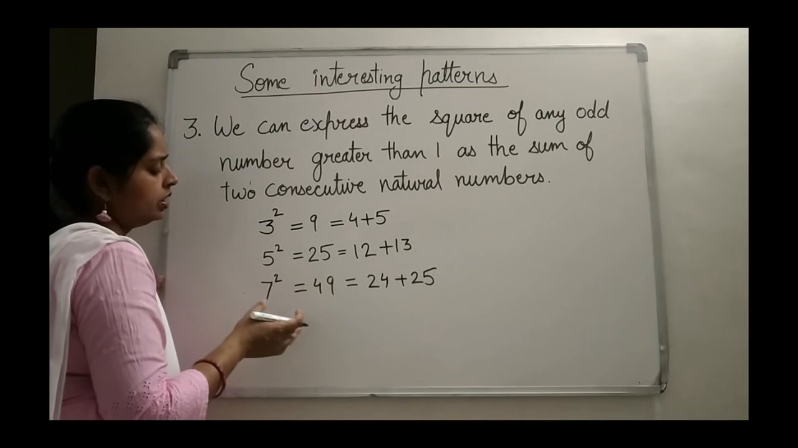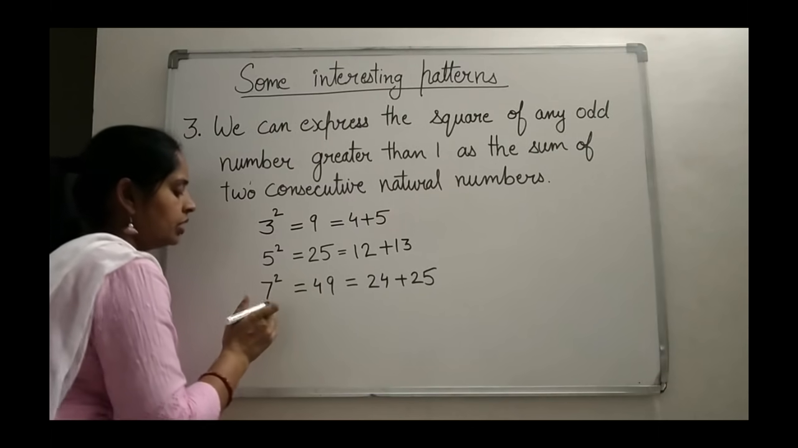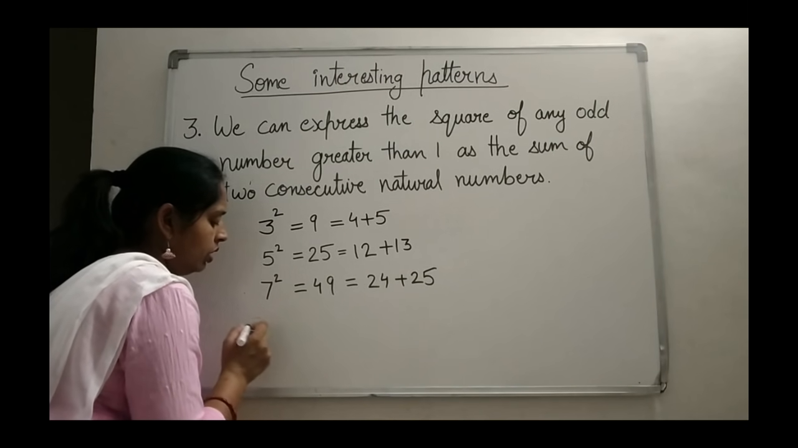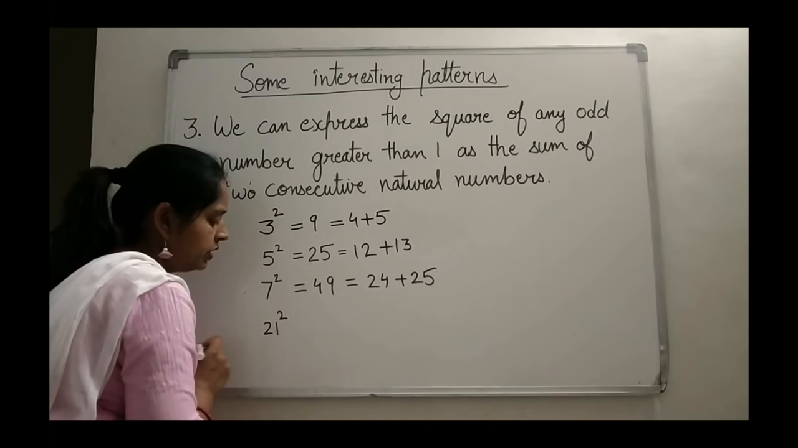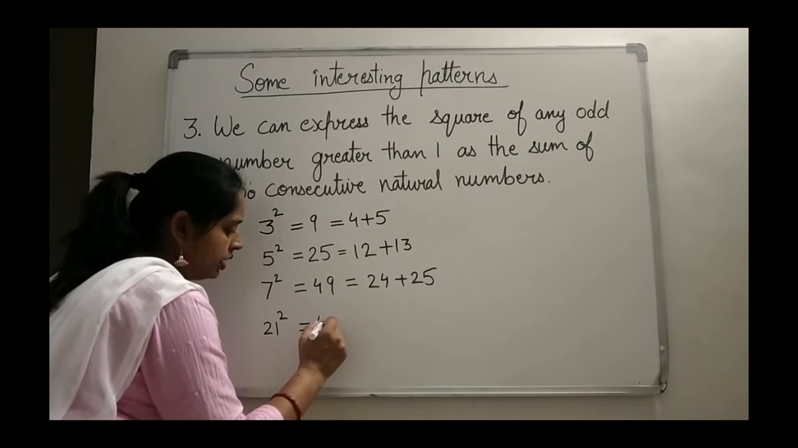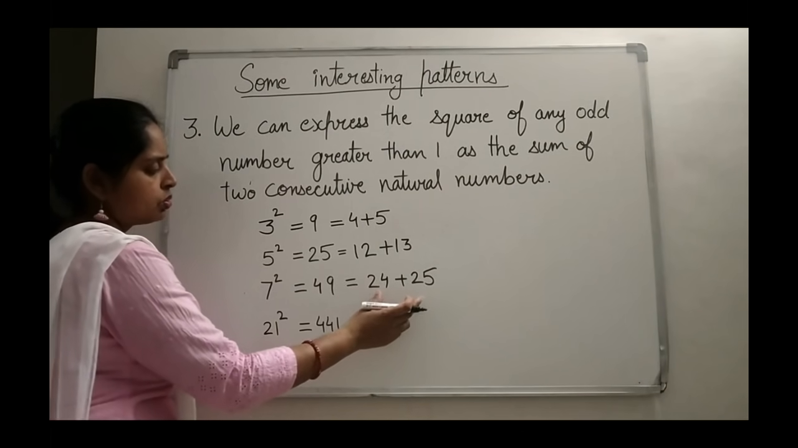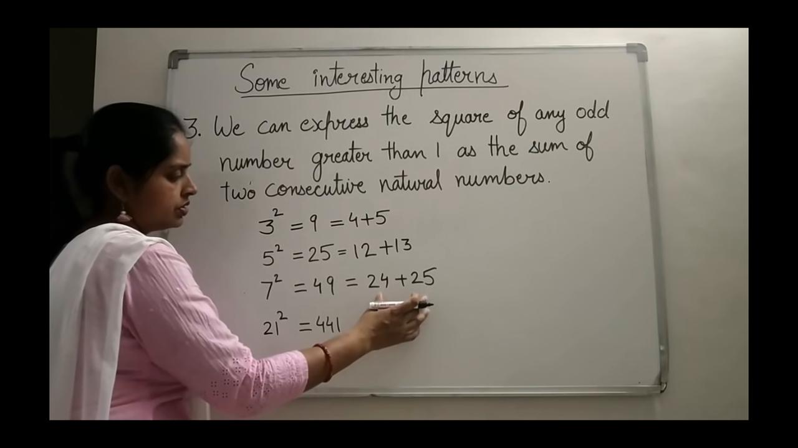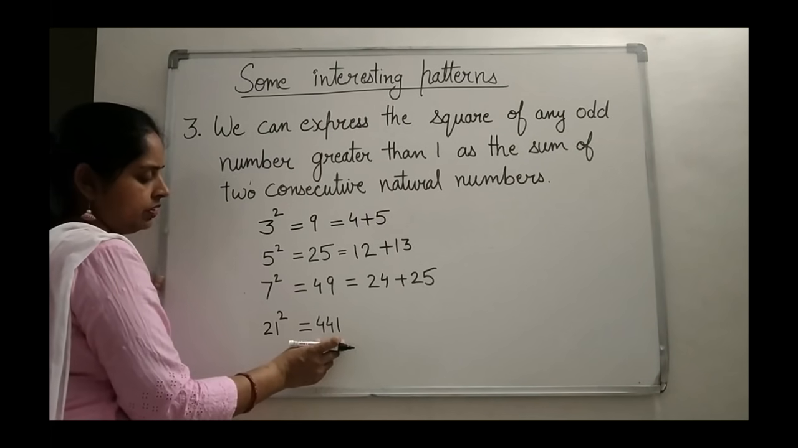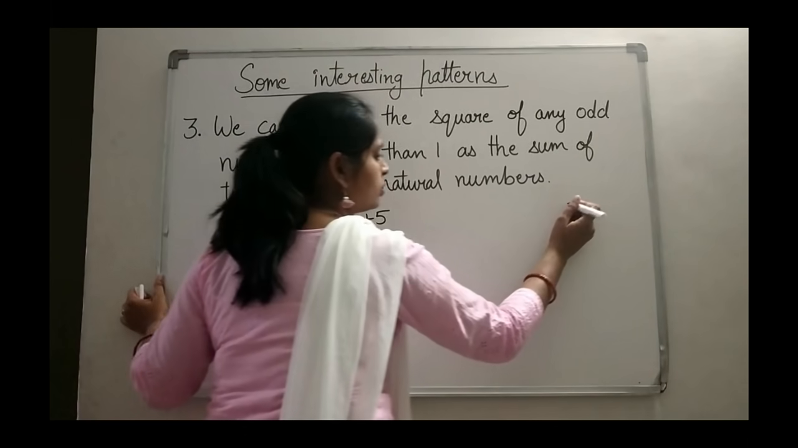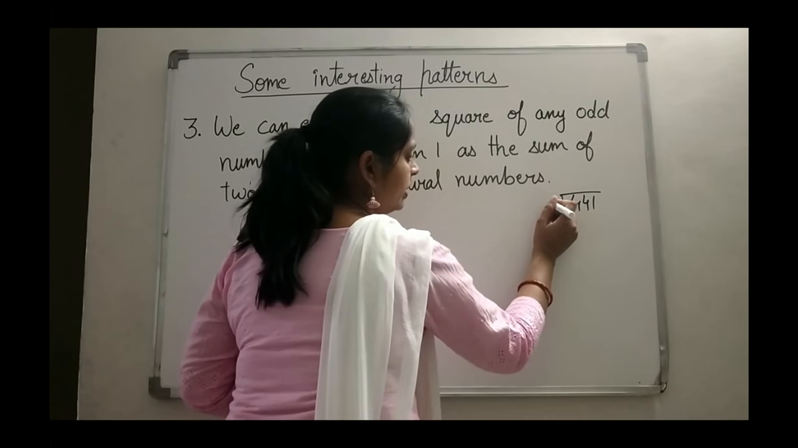Now, the question will come: how will you get the two consecutive numbers? Suppose you are having the odd number like 21 square. What is 21 square? That is 441. Right? So, how to get the two numbers which should be consecutive, and when we sum them up, that should be equal to 441? So, what we have to do? We just have to divide the number by 2.